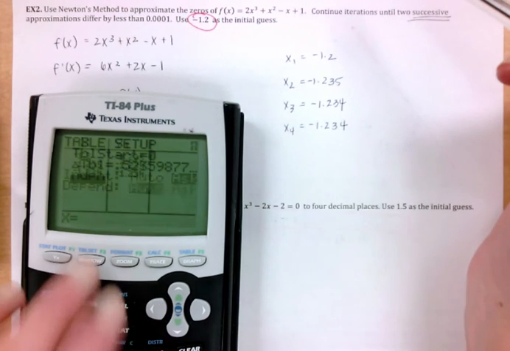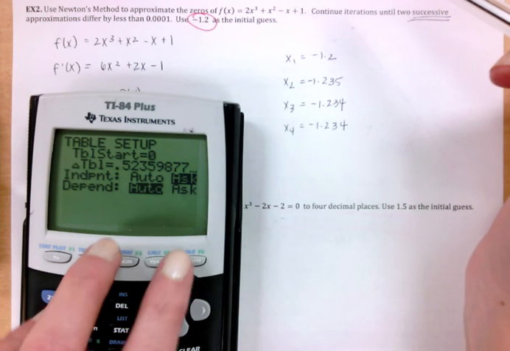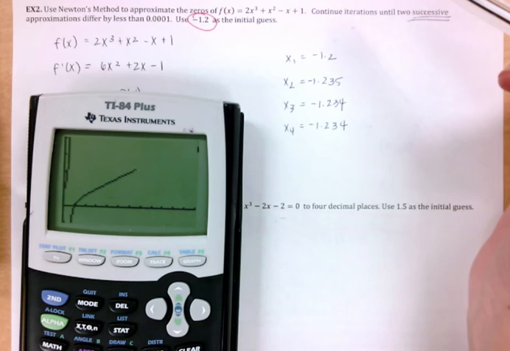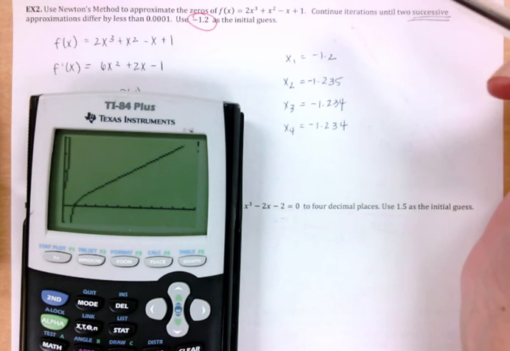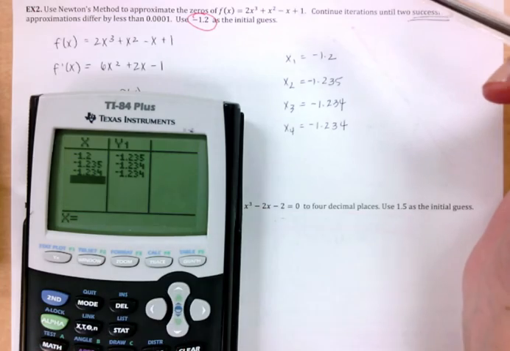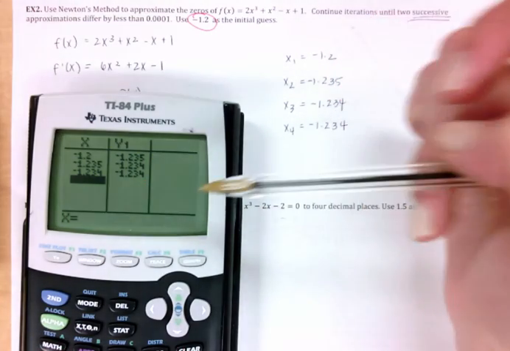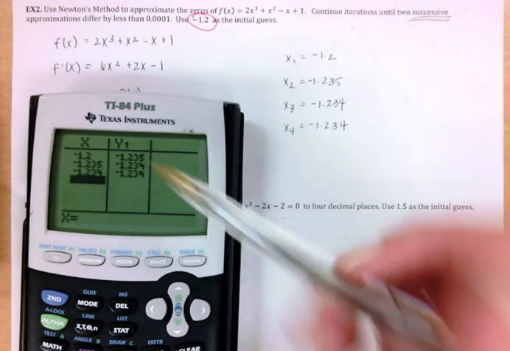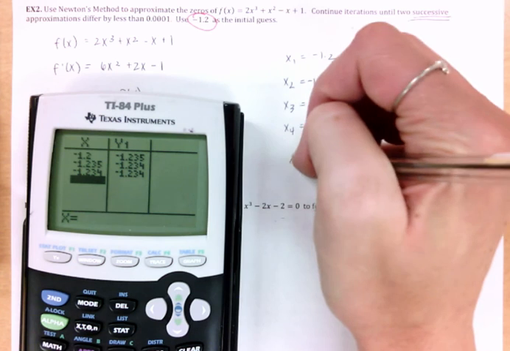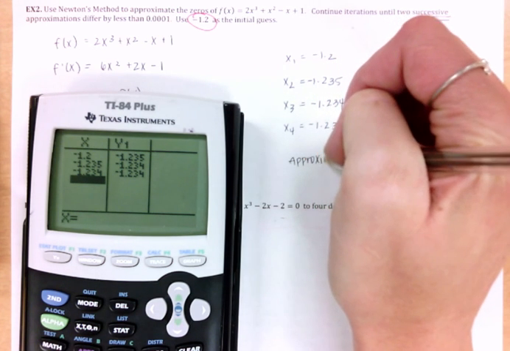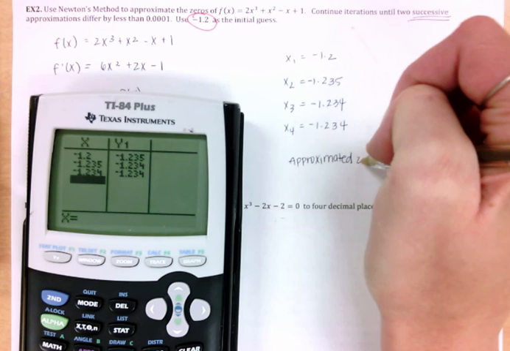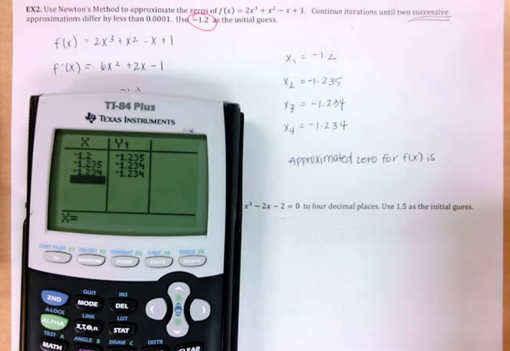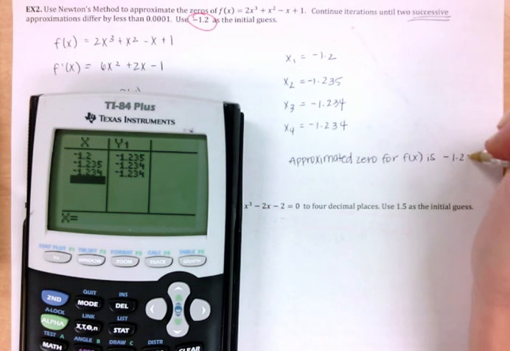So if you need to play around with it, you can try it again. Well, that's what the graphs look like. So you can play around with it and realize, okay, so here I am. I know that I have enough decimals, and I know that it's the same here. So I would know my approximated zero for my f of x is negative 1.234.